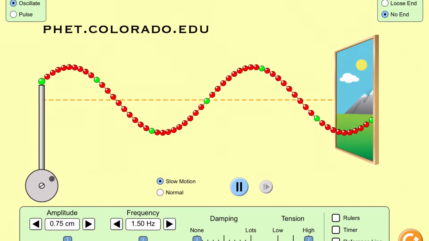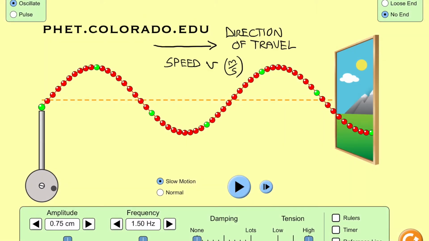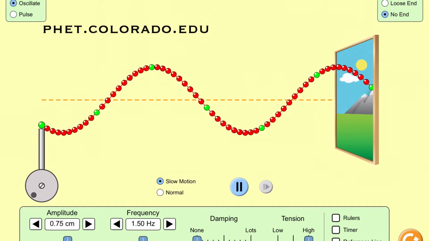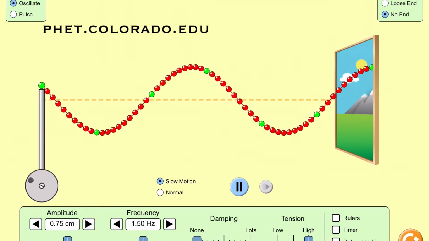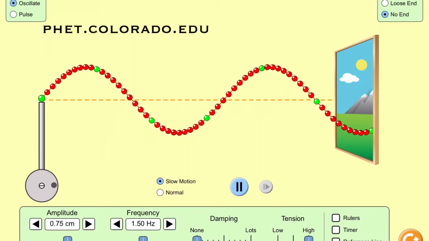Now notice that while the wave itself is moving to the right, the individual beads on the string, look at the green ones to help you visualize it, are only oscillating up and down. This is an example of a transverse wave.